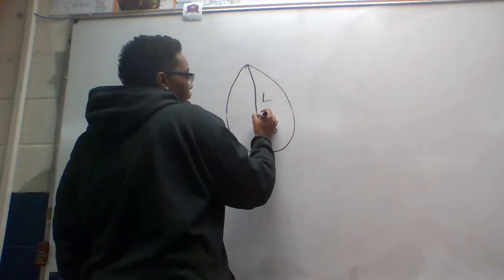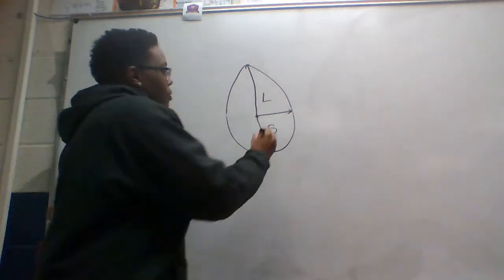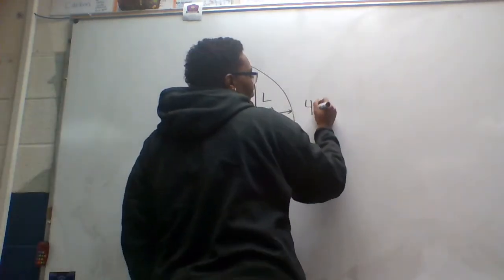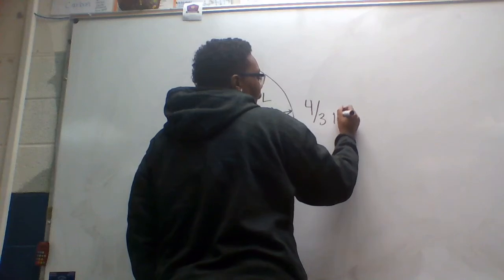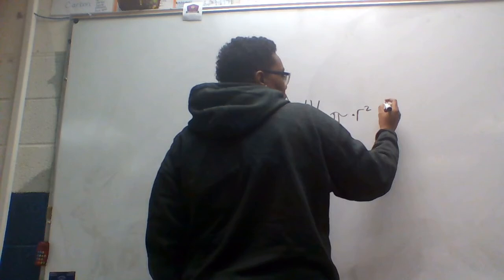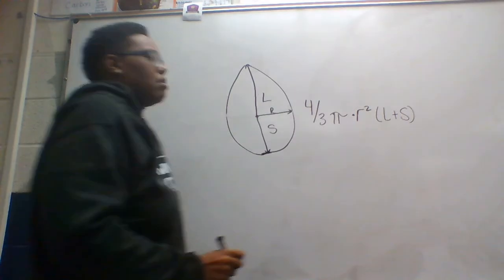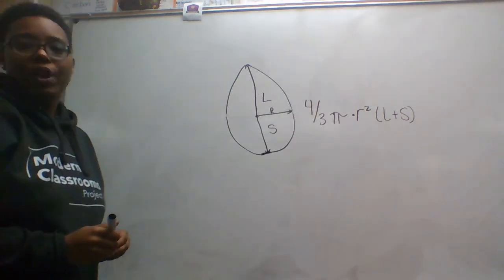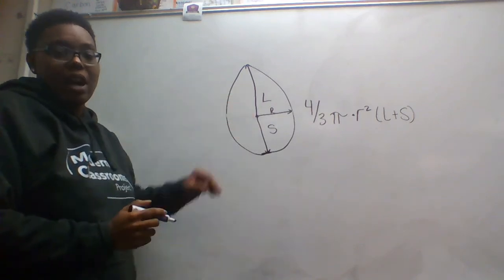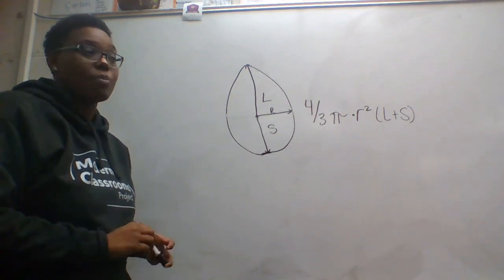And then you take that along with your R, here's R, and that's what you plug into your equation when it's time to find volume. 4/3 pi times R squared times L plus S. I'm pretty sure that's how it is. All right. So hopefully this will explain, because you're going to do this time and time again. So hopefully this will explain how to calculate the volume or find the numbers for the volume of your egg.